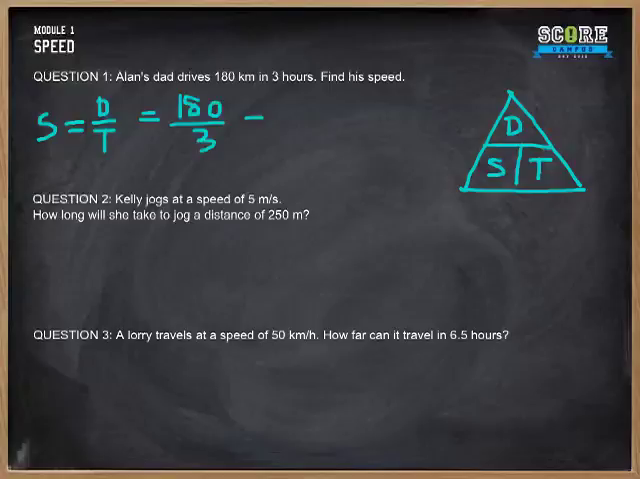What is the final answer? What you get when you punch the numbers into the calculator, or even when you do it manually, is 60 kilometers per hour. Write the units down. It's a complete answer only when you write the units down.